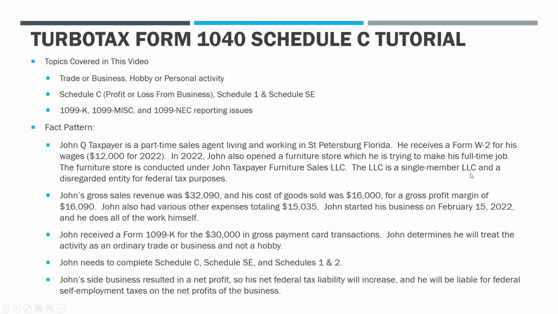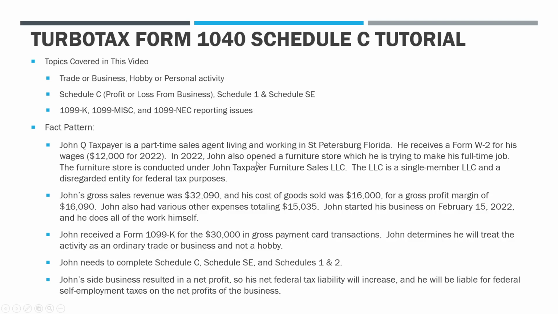If this was an LLC that made an S election, we would need an S Corp return. If it was an LLC that made a C Corp election, then it would need a Form 1120 corporate tax return. Now, the first thing to highlight here is that John is going to treat this as a trader business activity. And why is that important? Well, if you are actively engaged in running a business and you are doing it for the pursuit of profits, you can generally be characterized as a trader business.